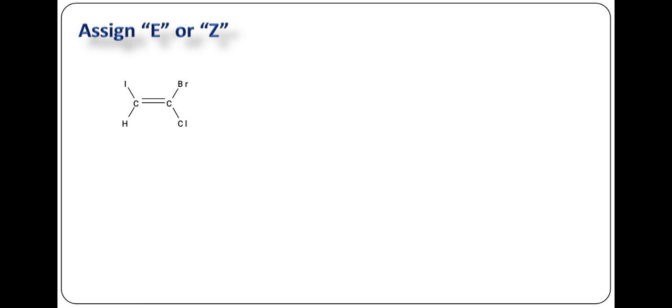Here the carbon has iodine and hydrogen, so priority goes first to iodine, then hydrogen. On the other side, priority goes to bromine, then chlorine. Bromine has a higher atomic number than Cl, and iodine has a higher atomic number than hydrogen. So both first priority groups are present on the same side of the olefinic bond, so this configuration is Z configuration.